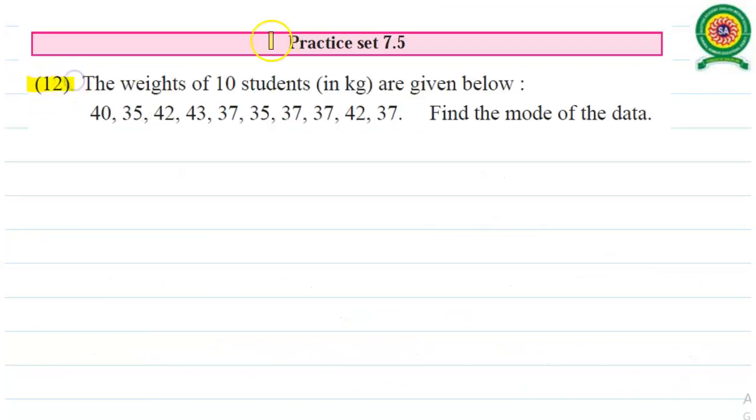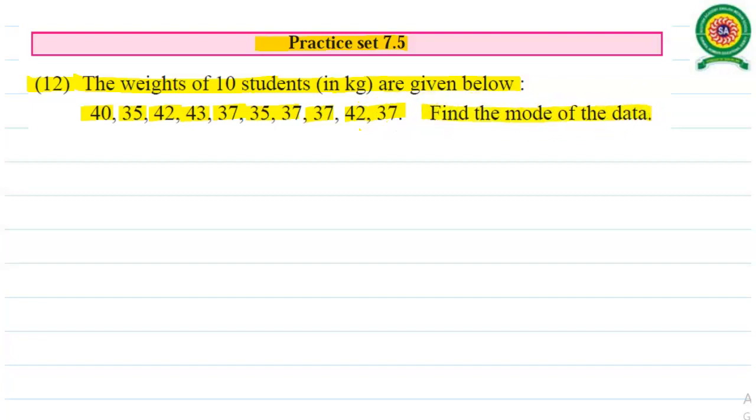Look at question number 12 from practice set 7.5. The weight of 10 students in kg are given below: 40, 35 kg, 42 kg, 43 kg, 37 kg, 35 kg, 37 kg, 37 kg, 42 kg and 37 kg. Find the mode of the data.